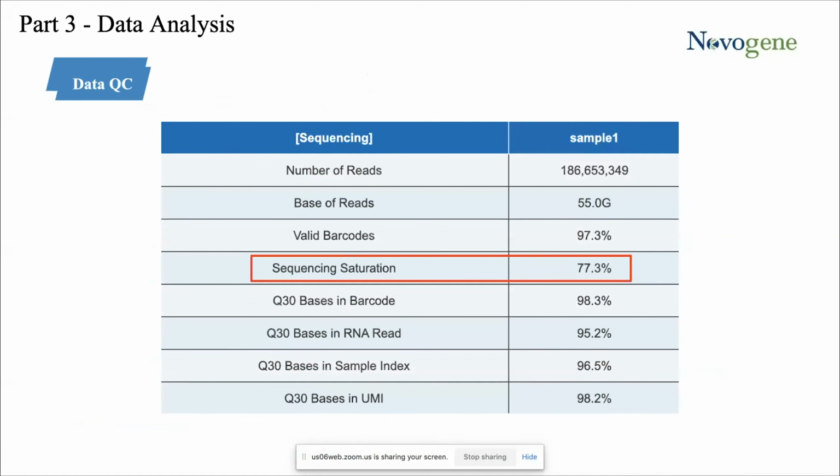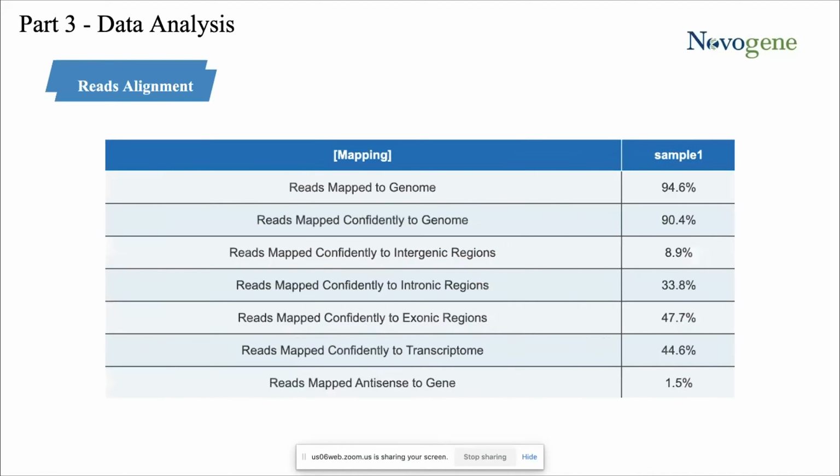This table summarizes data QC metrics, including data output and Q30. One of the important metrics here is sequencing saturation. This value gives you an idea of roughly what percentage of the transcriptome was sampled. The mapping table provides a summary of the read alignment outcome, namely the fraction of reads mapped to the exonic, intronic, or intergenic regions.